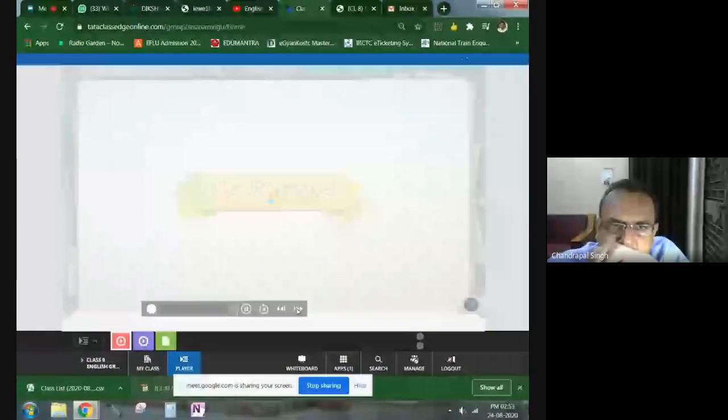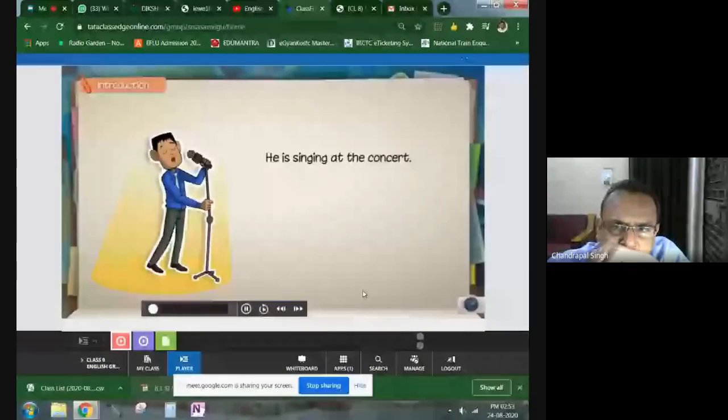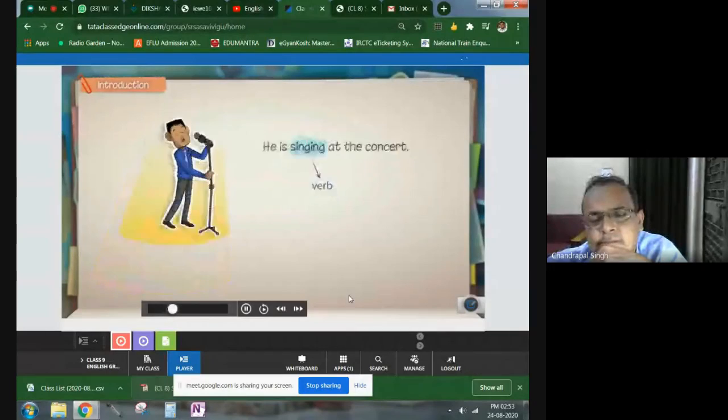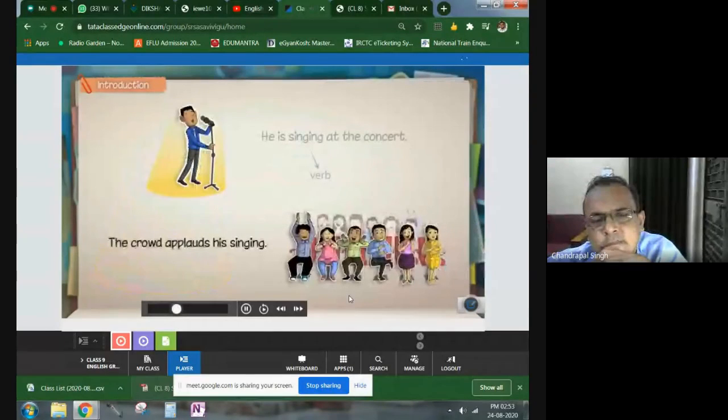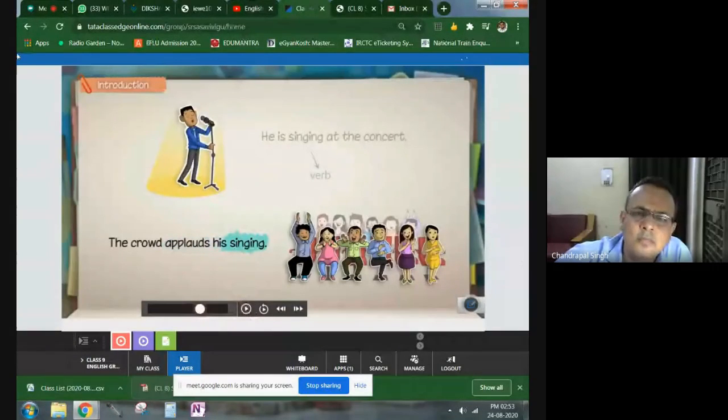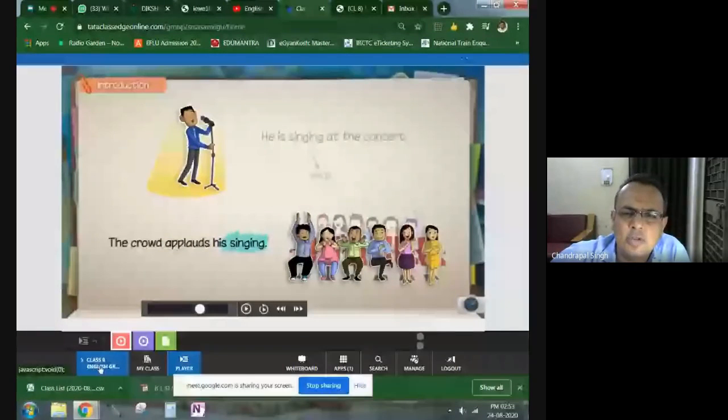Look at this sentence. Here, the action performed is singing. So, singing is the verb in this sentence. Now, in the second sentence, the action is applaud. And so, it is the verb. But what does the crowd applaud? His singing. We shall see this one afterwards.